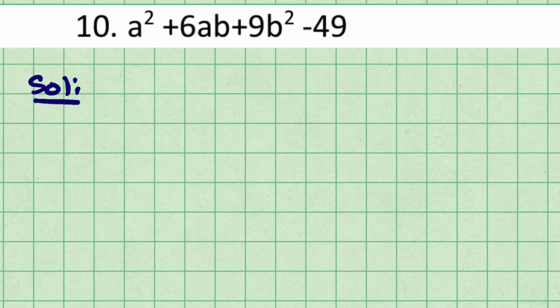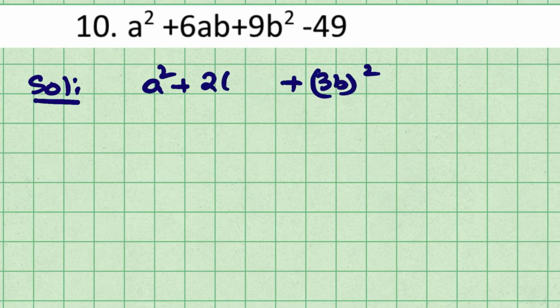Let's try question number 10. Here I notice that a square is a perfect square. 9b square can be written as (3b) whole square, and 6ab can be written as 2a into 3b.